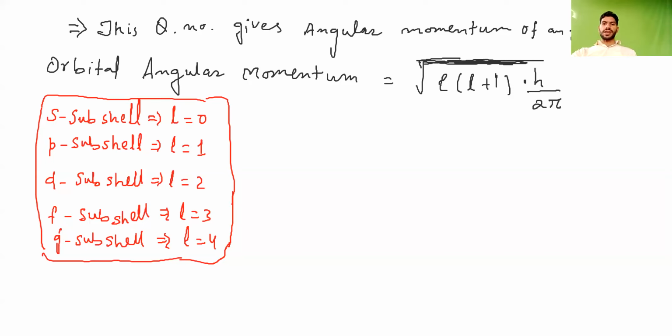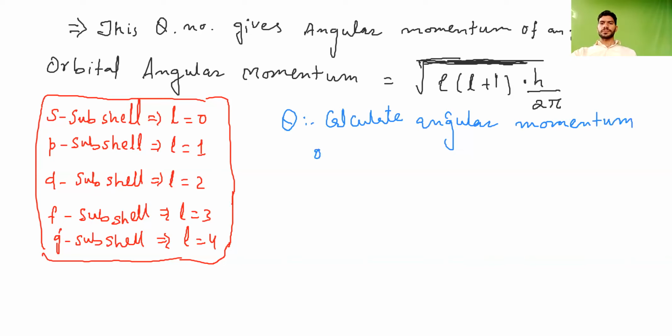Now, if I write a question here: calculate angular momentum of an electron in S subshell. So can you tell me the answer? Anybody? With this formula which I have given here, that is root of L into L plus 1 into h upon 2 pi. So what will be the angular momentum here?